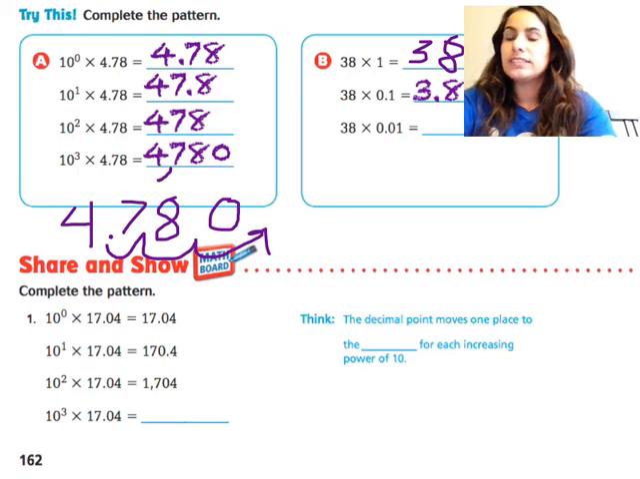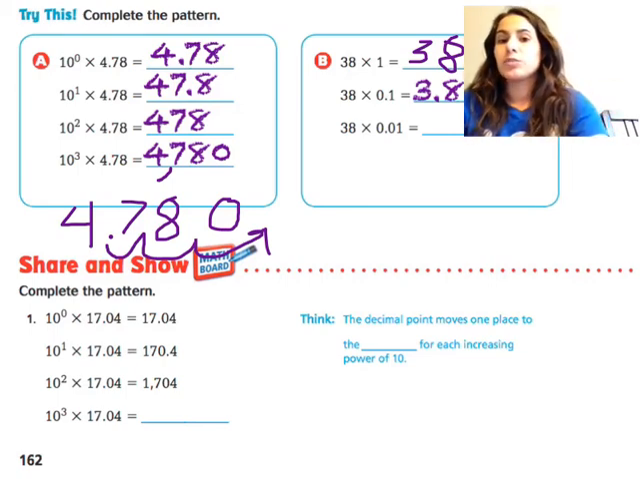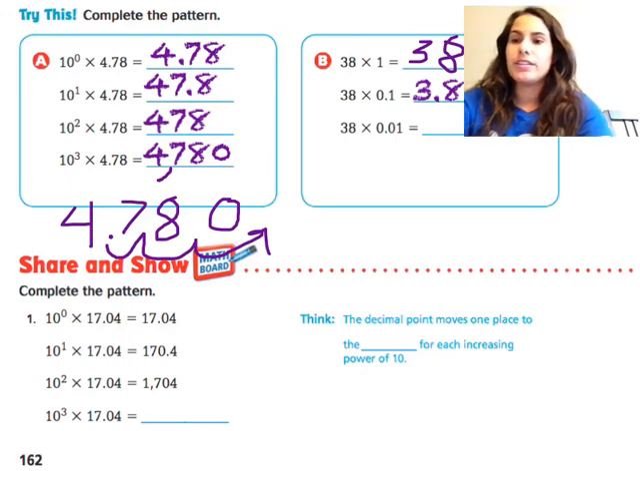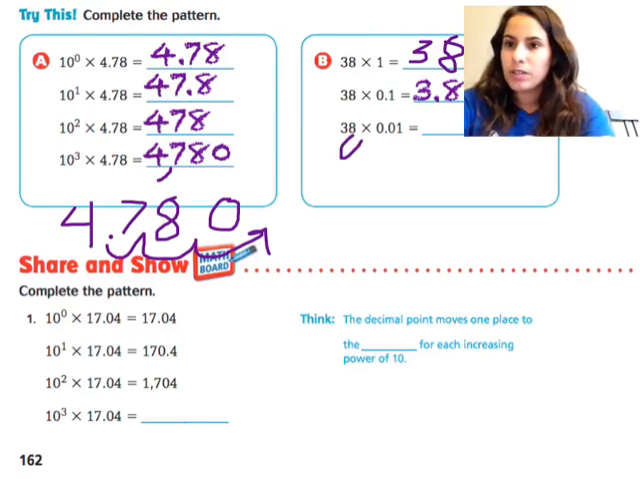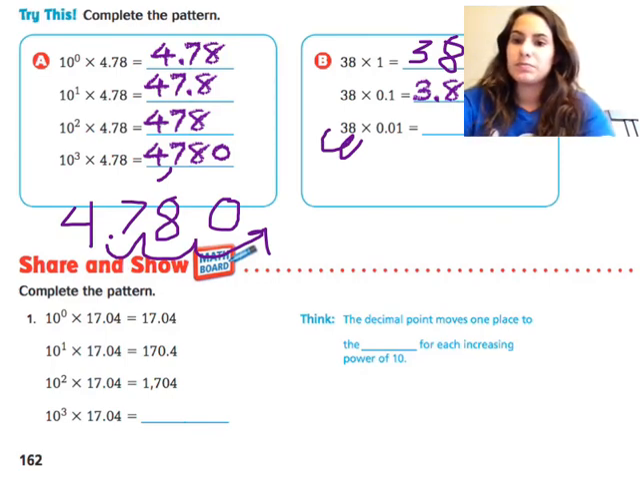And last but not least, 38 times 1/100th. So 1/100th of 38 is going to be 2 decimal places smaller. I'm going to move my decimal place over 1, 2, and the whole thing is going to be a decimal now, so I'll get 38 hundredths.